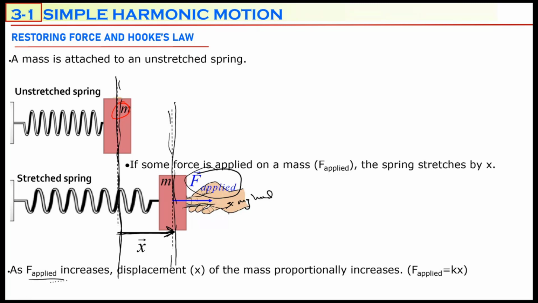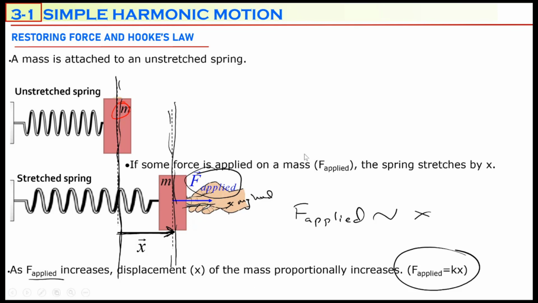But if F applied increases, which means if I apply more and more force, I know that X increases proportionally. So the applied force, the force by my hand, and the stretching are proportional. And from this proportionality, I get an equation: F applied is equal to K times X.